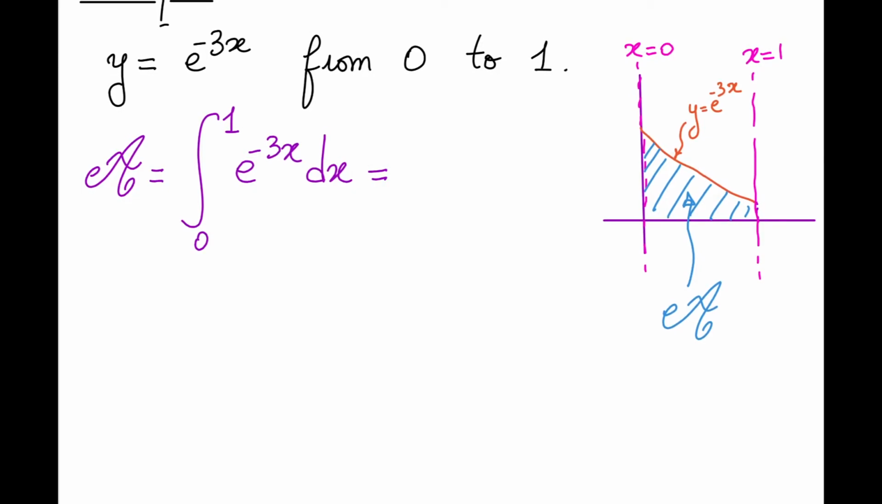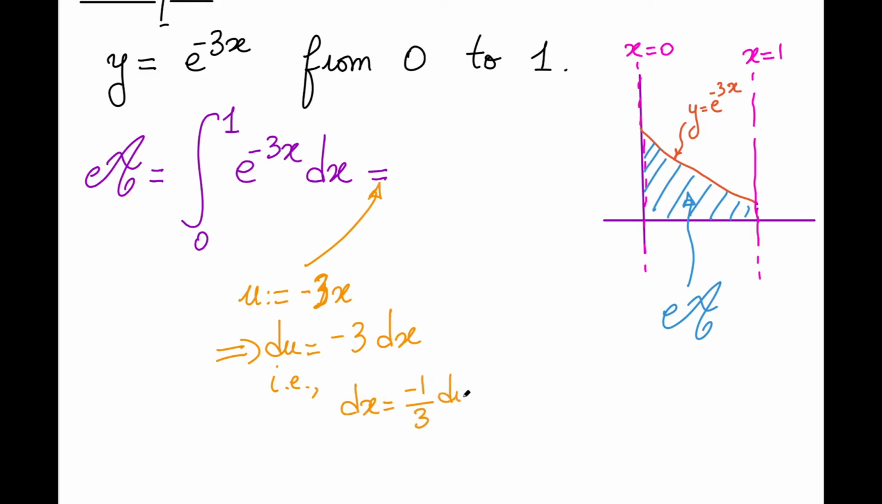So we get, I'm gonna do U-substitution. U is gonna be negative 3x, and as such du is gonna be minus 3 dx, right? That is to say, dx is negative 1/3 du. All right, let's see what we get.